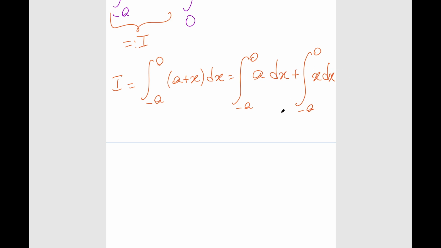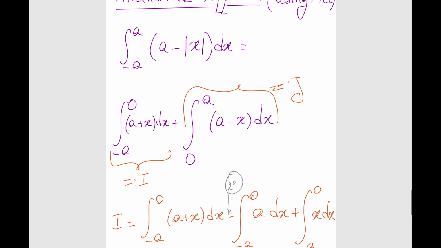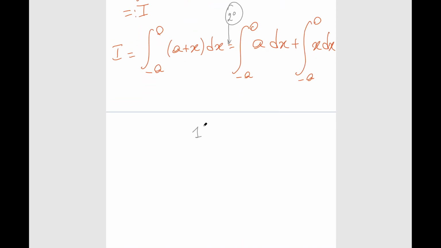Makes sense? Okay, let's find each one. This is by property 1, let me label this. This is by property 2 here. This is by property 6 here. And now by property 1, what can I write? By property 1, I can write the following. A times 0 minus the minus a. And let me explain why.